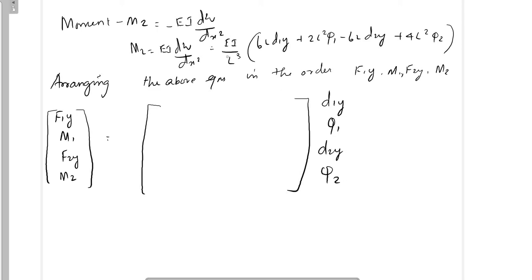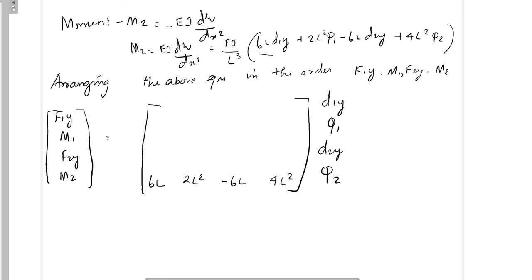So here, for example, I can fill the coefficients for M2. M2 is the last row. So what is the coefficient for d1y? It is 6L, so you fill the value 6L. What is the coefficient for phi 1? It is 2L square. What is the coefficient for d2y? It is minus 6L. The coefficient for phi 2 is 4L square. Similarly, you fill the other terms also.